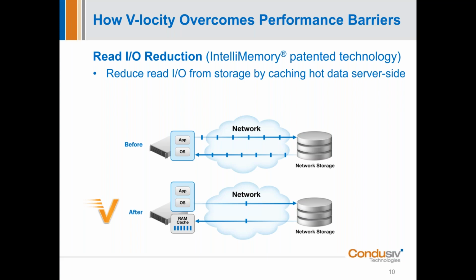The cache size is automatic and dynamically sized, and V-locity will never compete for RAM with anything else you have running on a VM. It will only ever use some of the memory that's being left idle or unused. And because the cache is sitting inside each Windows VM, it provides the shortest I/O path possible to get those read I/Os completed as quickly as possible.